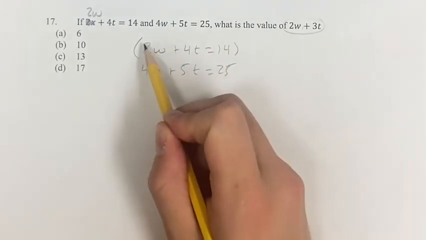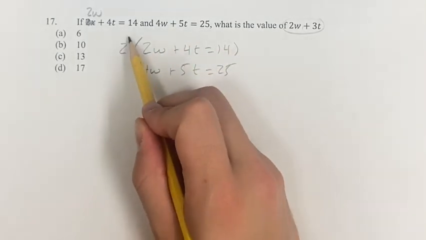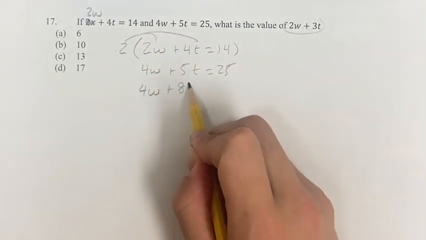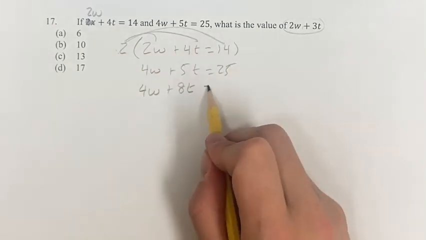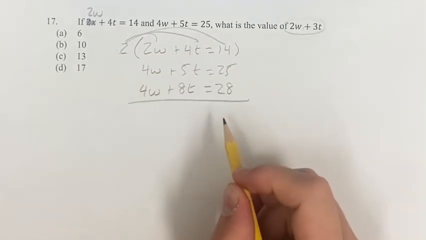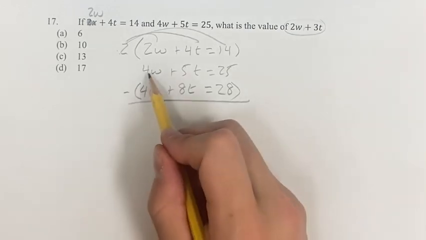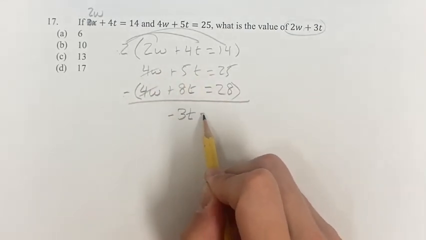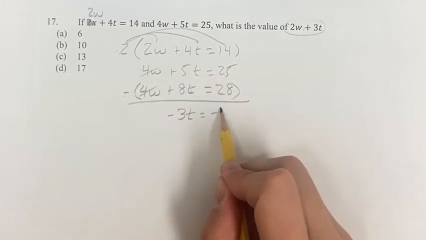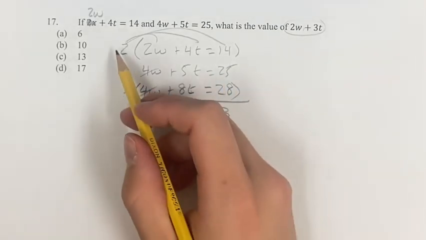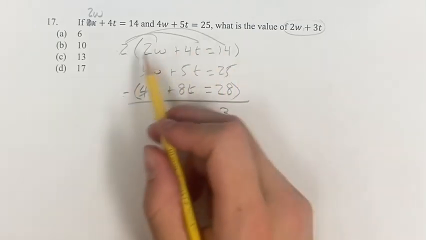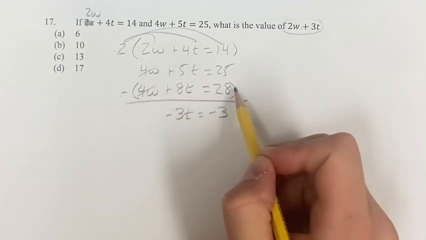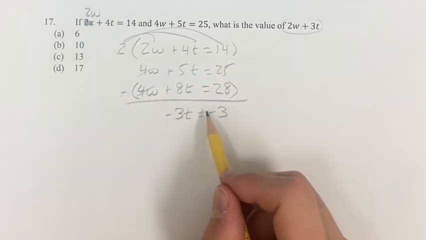If we multiply this equation by 2, this becomes 2 times 2w is 4w, plus 2 times 4t is plus 8t, is equal to 2 times 14 is equal to 28. And if we subtract these two equations now, the w's cancel, we get 5t minus 8t is negative 3t. This is equal to 25 minus 28 is negative 3. Again, we just multiplied this entire equation by 2, which doesn't actually change anything about it, just changes the coefficients. And then we subtracted this new equation from the old one. We're left with negative 3t is equal to negative 3.